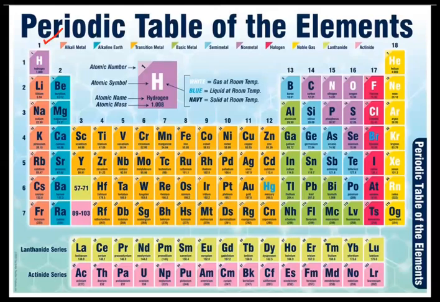You can see the first element is hydrogen. The second element is helium in the first period. This is called the first period, and you have hydrogen and helium. Then come lithium, beryllium, boron, carbon, nitrogen, oxygen, fluorine, and neon.